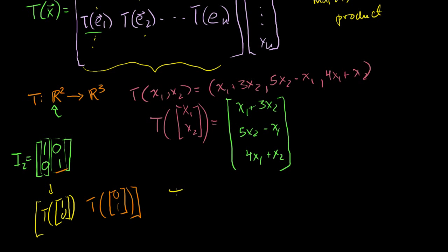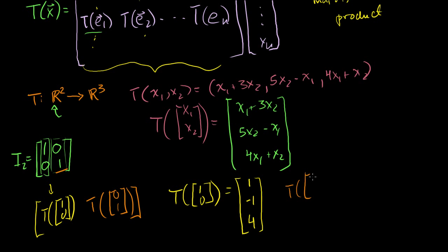But what is T of the vector 1, 0? Well, we just go here and construct another vector. We get 1 plus 3 times 0, which is 1. Then we get 5 times 0 minus 1, so that's minus 1, since x2 is 0 in this case. And then we get 4 times 1 plus 0, so that's just 4. So that's T of 1, 0. And then what is T of 0, 1?